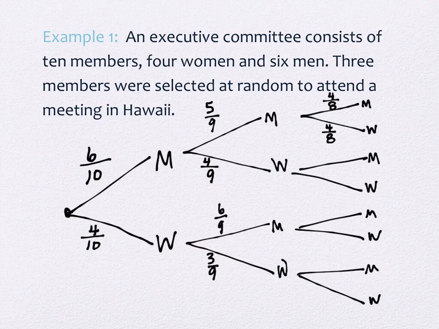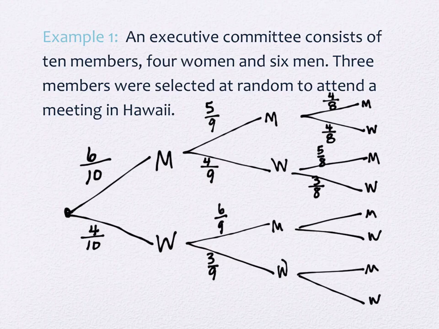But along the second branch, I've selected a man first and a woman second, right? Man and then woman. So along that branch, there's still 8 names in the basket because I already selected 2 of them. But how many are men? 5. And how many are women? 3.